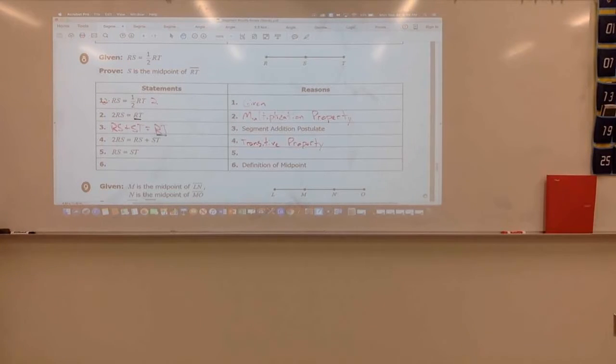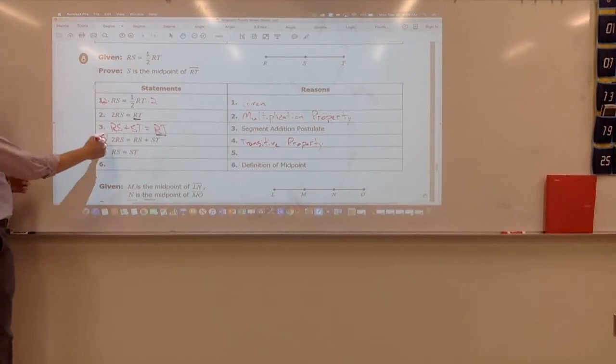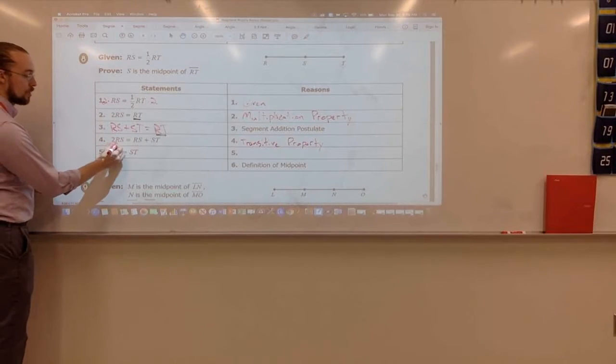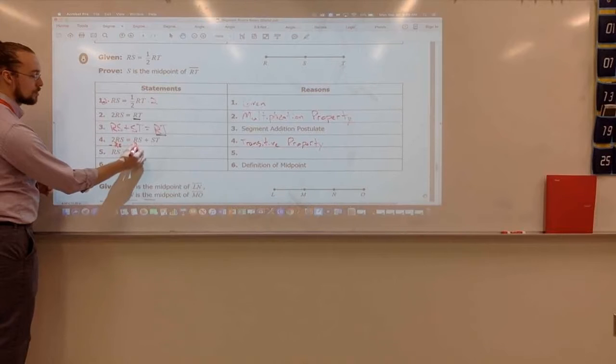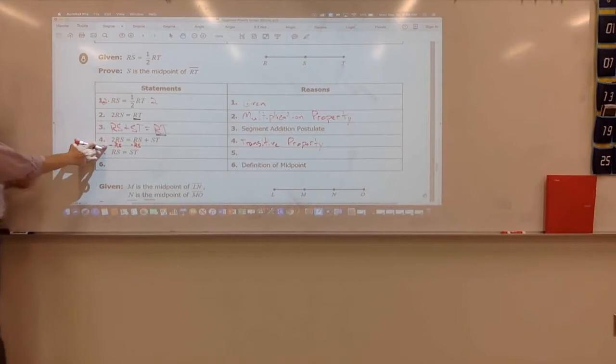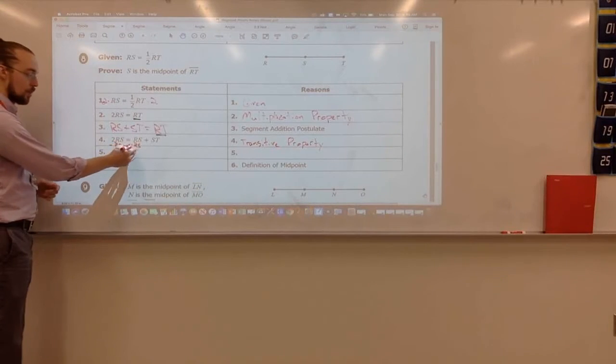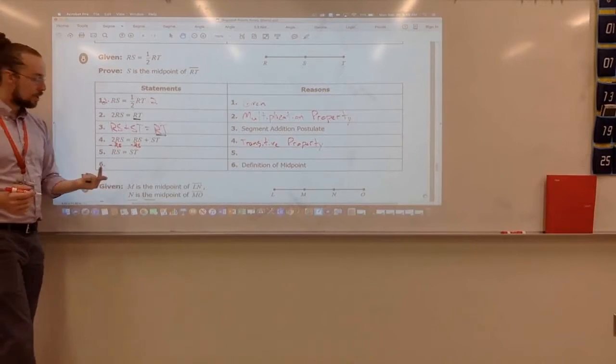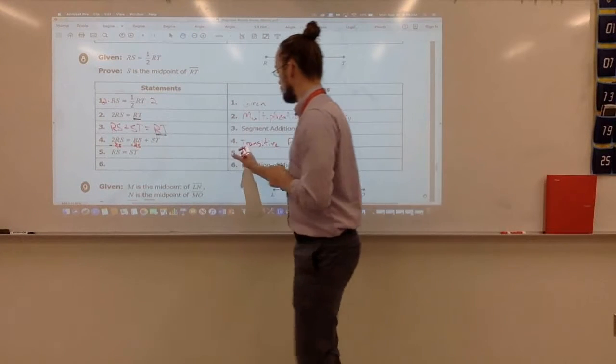Not division. It's going to be subtraction. Right? If I subtract RS from both sides, 2RS minus 1RS would just be 1RS. And then these RS's would cancel out. So we would get RS equals ST. So that's going to be subtraction.